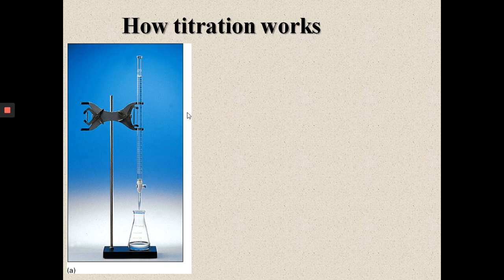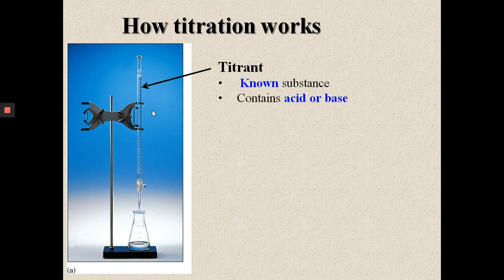Okay, how titration works. First of all, the substance that you can see that filled up the burette, right? These are called a titrant. So again, titrants are known substances and also contain acid or base. It could be one or the other, and also has known concentration. And typically, in a lab, you prepare this solution.